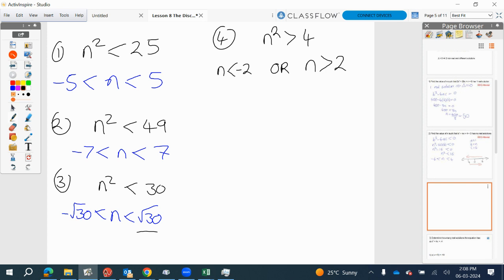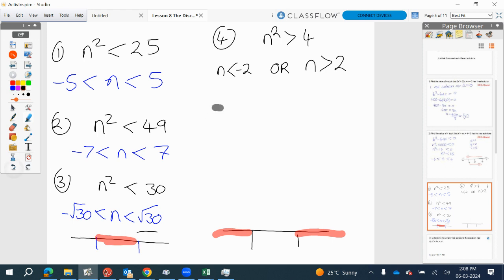So with these inequalities here, you've got your 2 points there, and our solution lies between them. With these questions that I'm going to do here, with a greater than, you got your 2 points created by your square root, and then your solutions are going to be there and there in the opposite direction. So let's try another one.